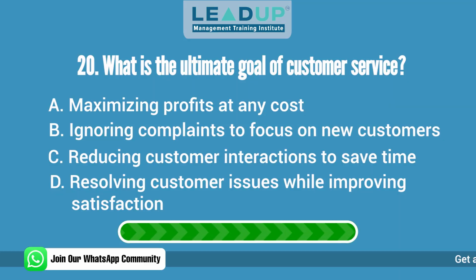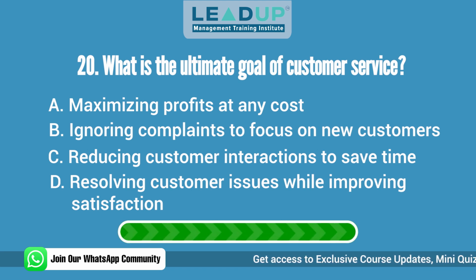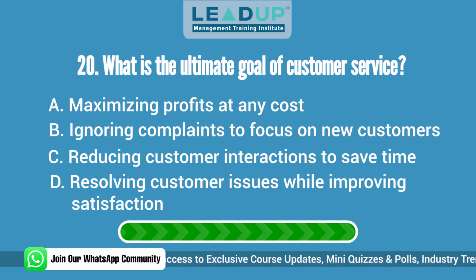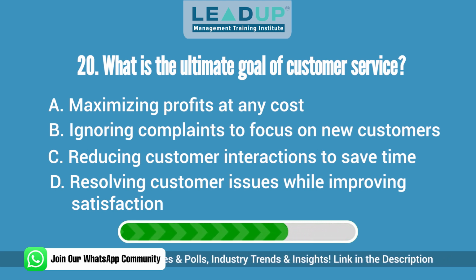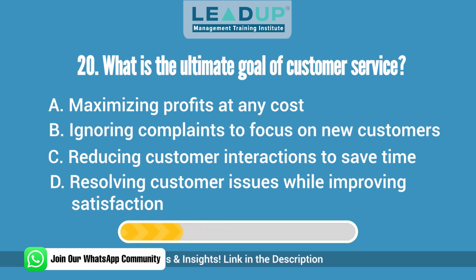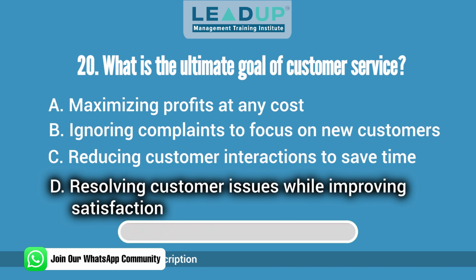20. What is the ultimate goal of customer service? A. Maximizing profits at any cost. B. Ignoring complaints to focus on new customers. C. Reducing customer interactions to save time. And D. Resolving customer issues while improving satisfaction. Answer: resolving customer issues while improving satisfaction.